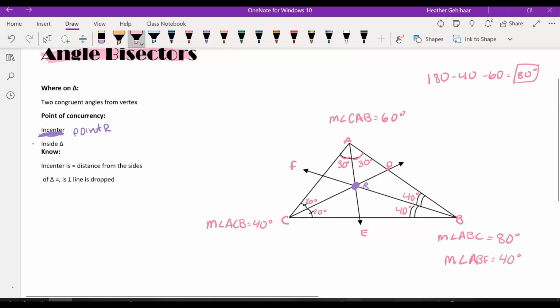Some things that we know about an angle bisector is the in-center is equal distance from the sides. So the in-center, R, is equal distance from the sides. So here's the side, RD, and then RE. So all of those are going to be congruent. So we have RF is congruent to RD, which is also congruent to RE. Those are all congruent.